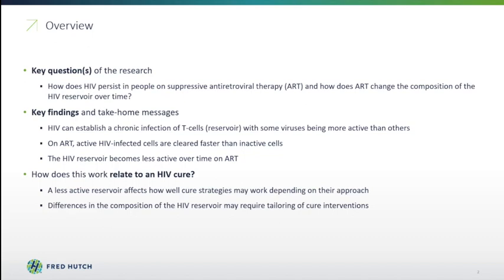And hopefully, as I mentioned, this should provide everybody with a nice framework and a nice foundational understanding of how a less active reservoir affects how well cure strategies may work depending on their approach, whether a cure strategy tries to make a cell more active over time and therefore more easily cleared by the immune system, or whether a cure strategy tries to keep the cell latent, keep it inactive over time, and therefore less likely to rebound when individuals stop therapy. And ultimately, this may dictate that differences in the composition of the HIV reservoir may require tailoring of cure interventions depending on where somebody is along their treatment journey.